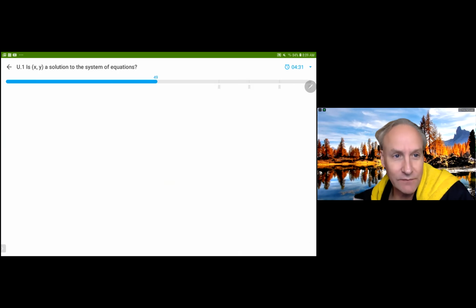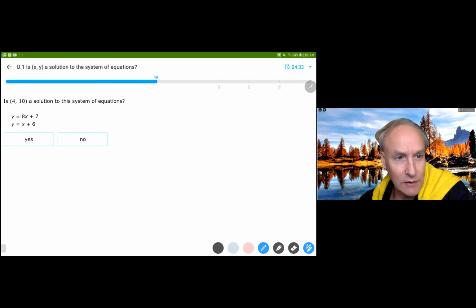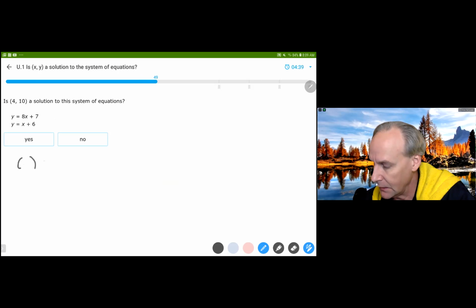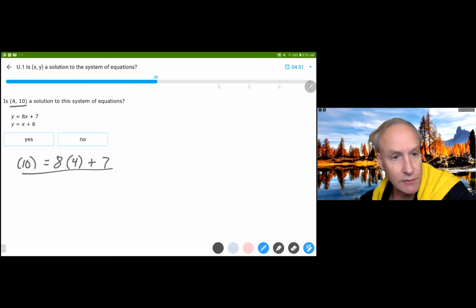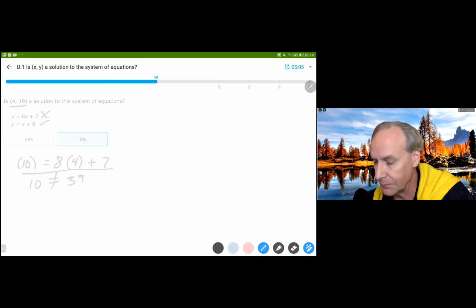Hopefully this is clear. If you need to see it a little bit slower, remember, all I'm doing is just taking y equals 8 times x plus 7, and I'm substituting this x and this y in there. This was an x of 4, and this is a y of 10, which is, of course, not true. This is 39 over here on the right, and 39 is certainly not equal to 10, is it? So that means the first one is not true. The second one happens to be true, but not the first one. So this is a no.